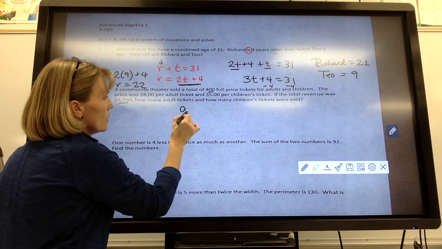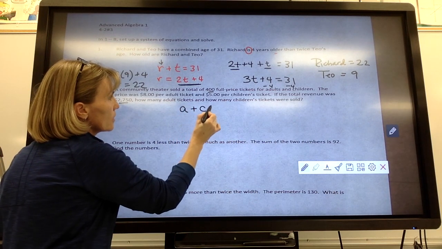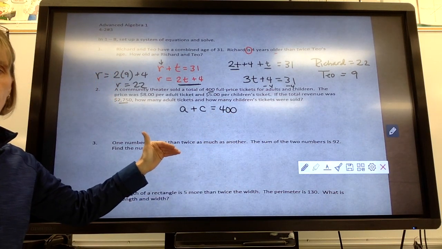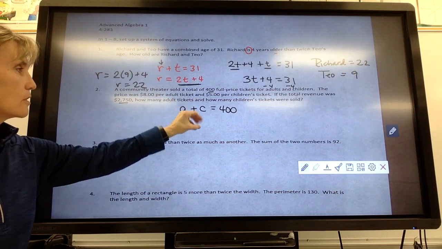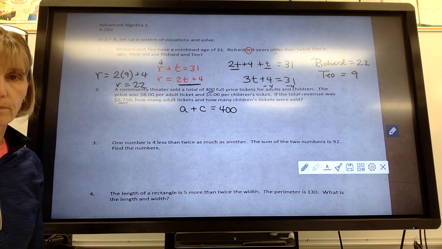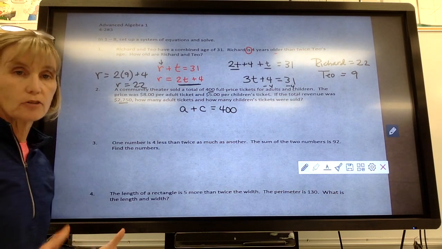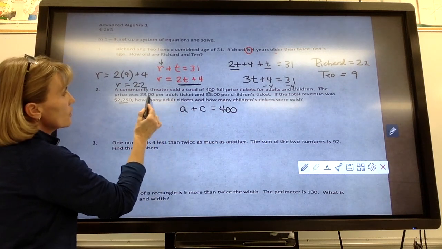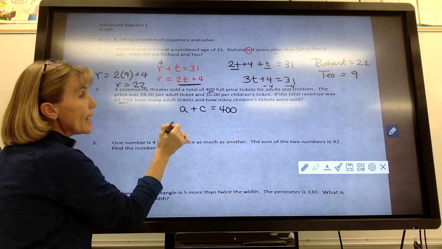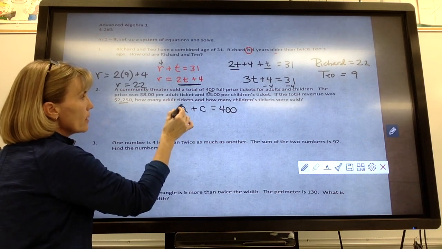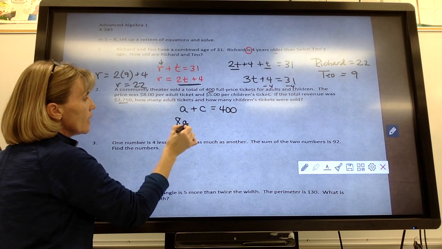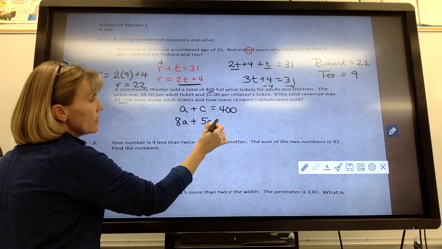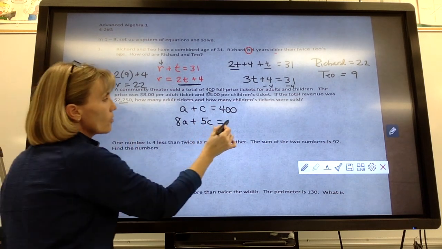So I'm going to say the adult tickets plus the children's tickets equals 400. That's referring to how many tickets I sold. The number of tickets from adults plus the number of tickets of children equals 400 total tickets sold. Now the other information that they gave us deals with the revenue, the amount of money brought in. An adult ticket was $8, so to get the total amount of money from this, I would have to take 8 times A plus children's tickets were $5 a piece. So I'm going to take 5 times C, and that's going to give me the total dollar amount.